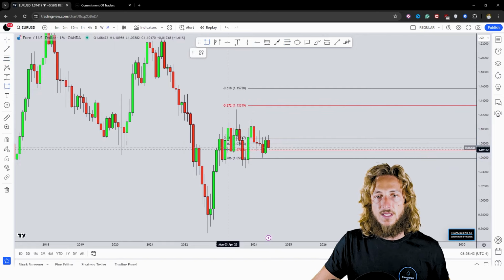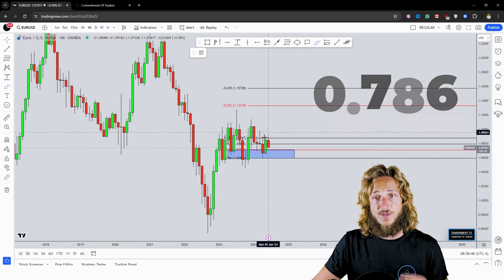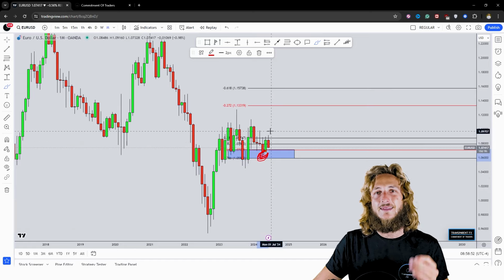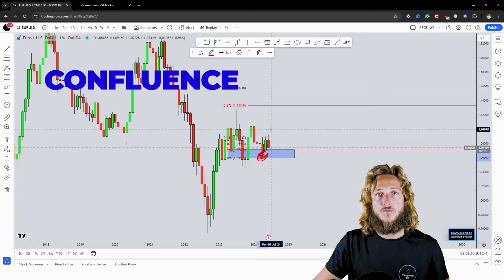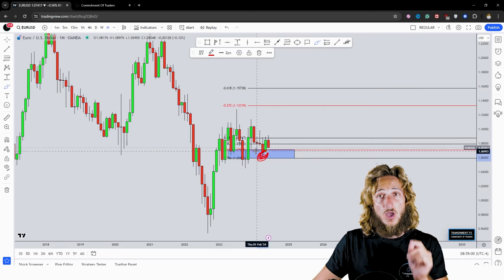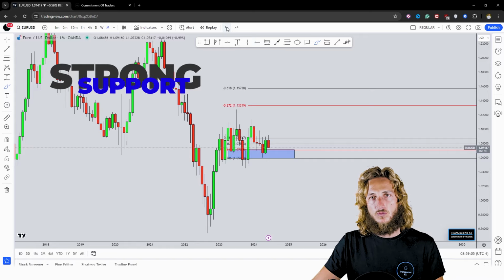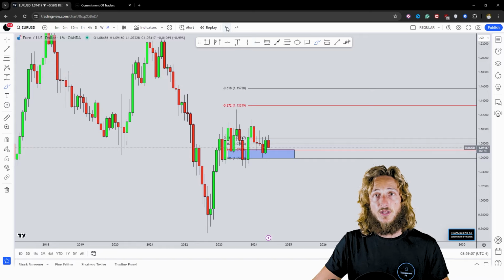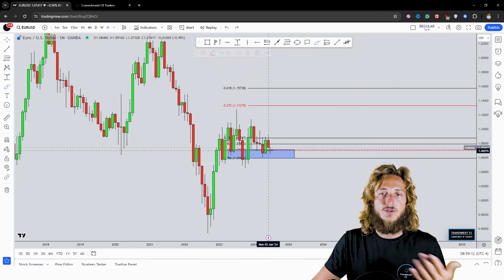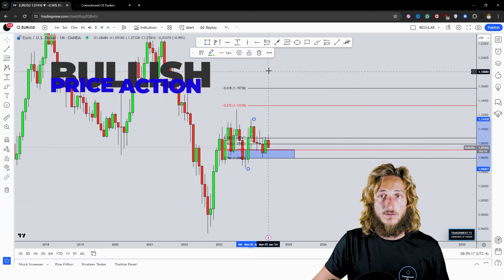And if we do that, we can see how we have the 0.618 and 0.786 Fibonacci retracements lining up exactly inside of this level of support and demand, therefore creating a confluence of support and demand, having both Fibonacci levels and the horizontal support both lining up in the same area of price. And when you have confluence of support, you have an increased probability of getting institutional longing. And if you get institutional longing, that further increases the probabilities of a potential rejection to the upside away from a confluence of support area.